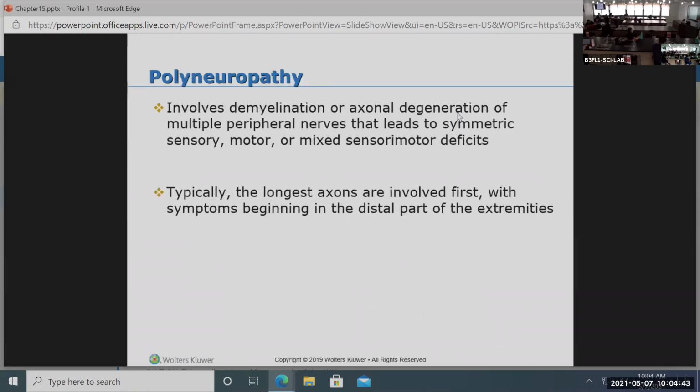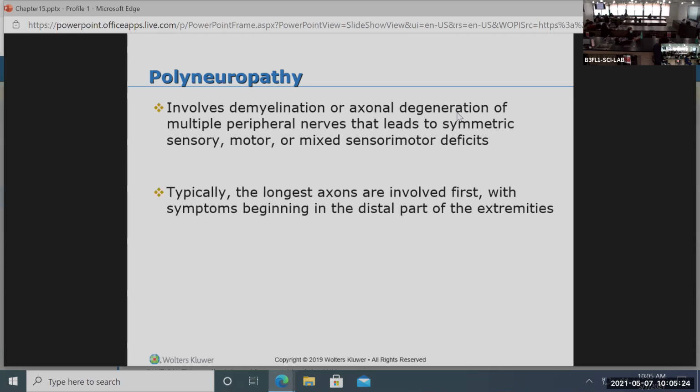Now the polyneuropathy. What's the time? 10 o'clock. Polyneuropathy involves demyelination or axonal degeneration of multiple peripheral nerves. That's what they call poly, multiple peripheral nerves, that lead to symmetric, both sides, right and left equal, sensory, motor, or mixed sensory-motor deficit.